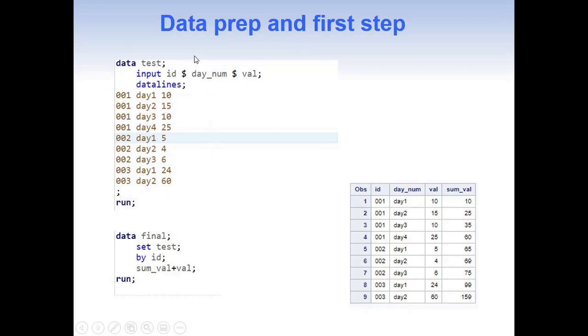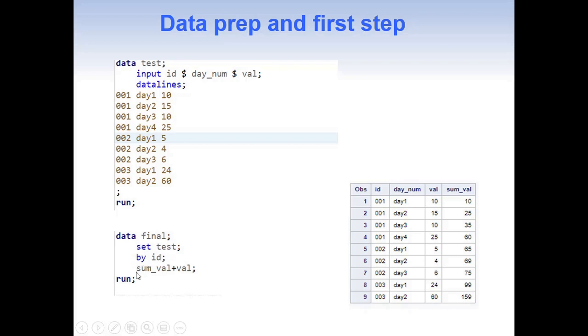Here is our sample data set on which we will be working. And this data set is sorted. Now we are going to work on this. Our first goal is to create total for each by group. How we can do this is by using the data set created here and by using by id, sum underscore val plus val. This statement is known as sum statement.